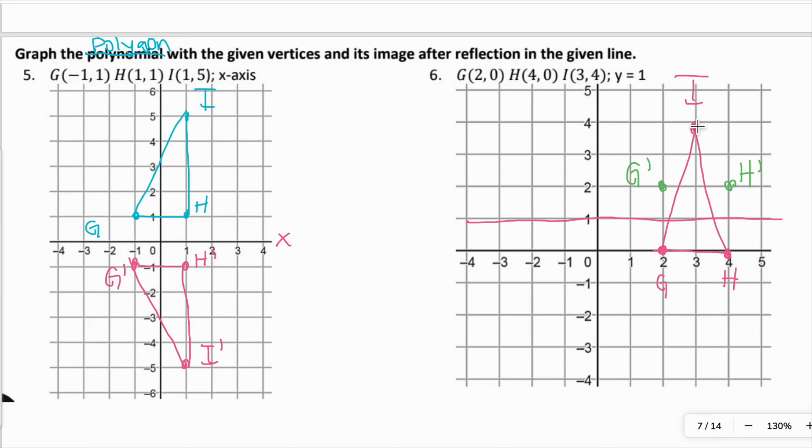This one's probably going to look like a star. And 1, 2, 3 units for I to the line of reflection. So 1, 2, 3 on the other side. And then connecting our points to create that image. Okay?